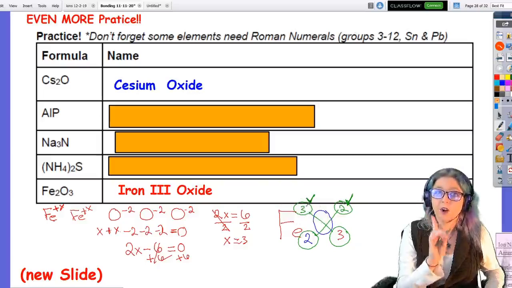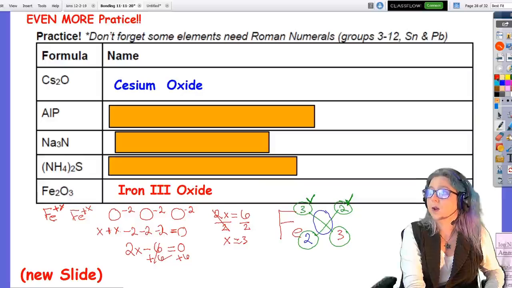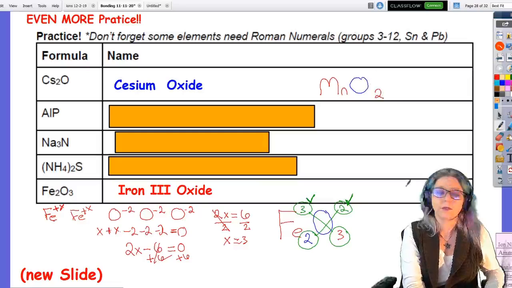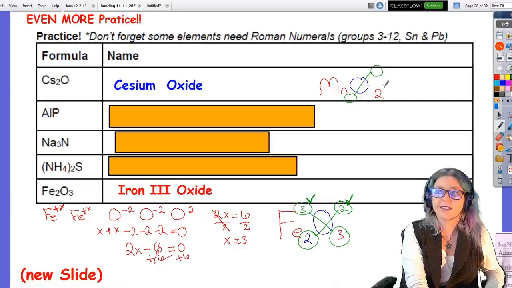Now, this doesn't always work. Here's an example of where it doesn't quite work out for us. If I have a compound like MnO2, so if I do my reverse crisscross here, this doesn't work, does it? Because according to this, my oxygen should have a charge of -1. Oxygen doesn't have a charge of -1. It can never have a charge of -1. It will always be a -2 charge. So therefore, the charge of my manganese would not be 2. This is not correct.